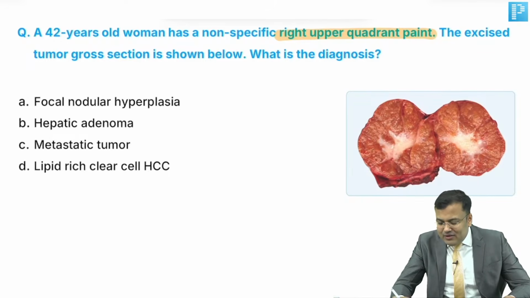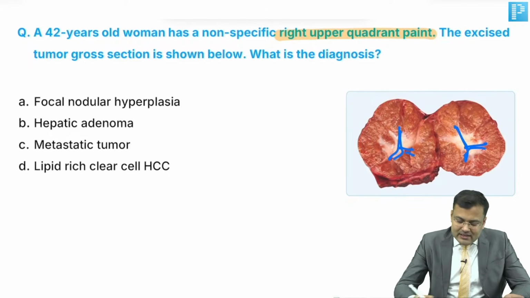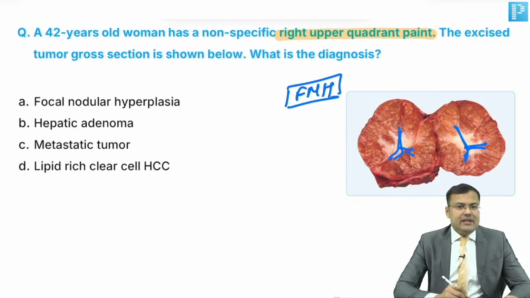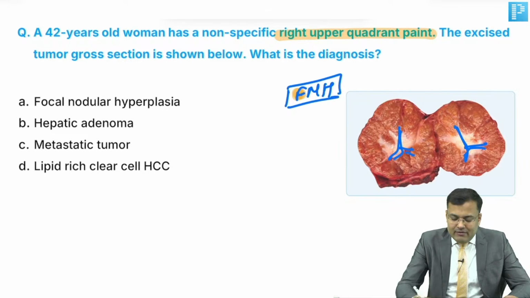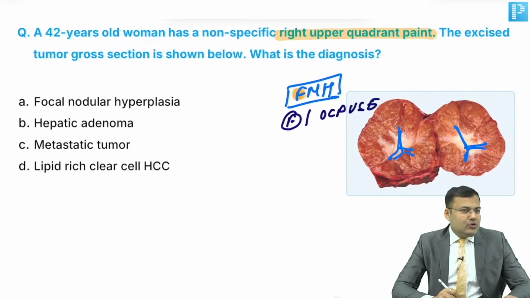Can you tell me guys what is this scar? Central stellate scar. Can you tell me which tumor is having central stellate scar? FNH. So, two important questions related to FNH. First starts from F. It is more common in females, and which females? Those associated with OCPs. F, females, OCPs, there is central stellate scar.